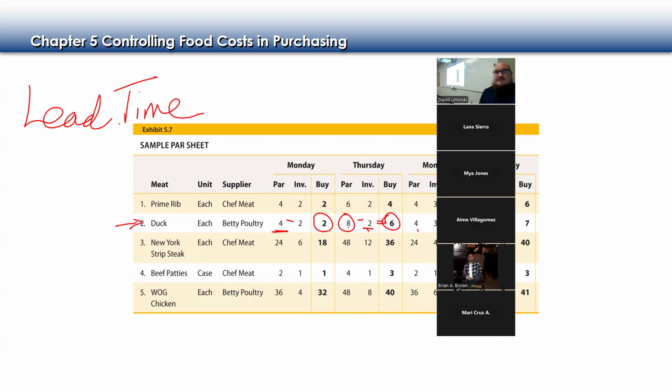What is number 5 on the notes page? Blank is the minimum amount needed on hand for normal operations. All right, based on our conversation, what is that answer? Par.